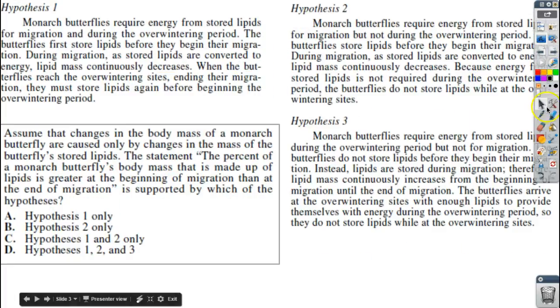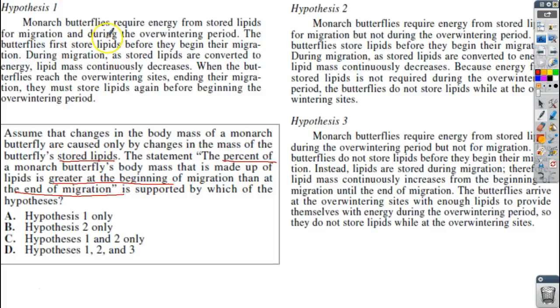Number 2 this week, we've got back to hypothesis 2 and 3 and 1. Assume that changes in the body mass of a monarch are caused only by changes in the mass of the butterfly's stored lipids. All right, the statement, the percent of a monarch butterfly's body mass that is made up of lipids is greater at the beginning of migration than at the end of migration is supported by which of the hypotheses? Well, that means that it's using lipids during migration.